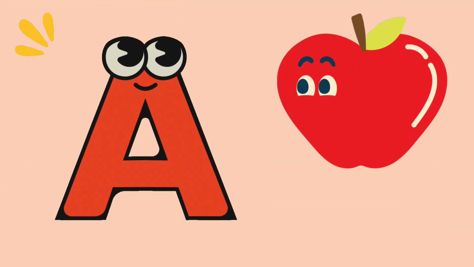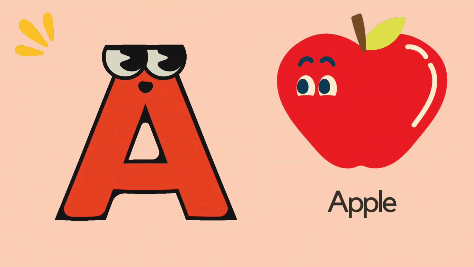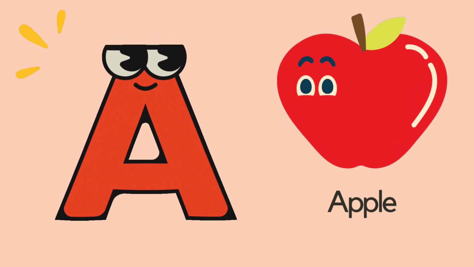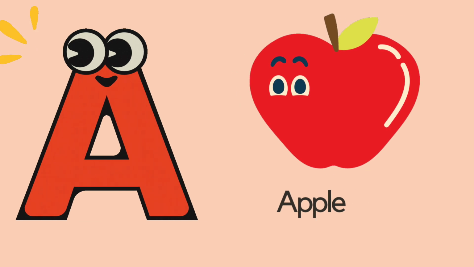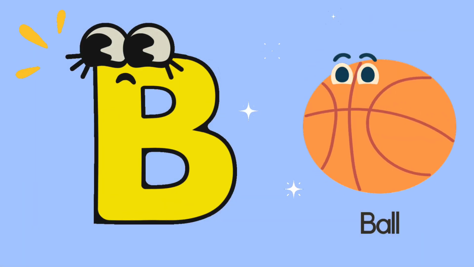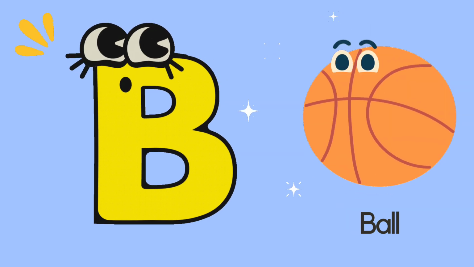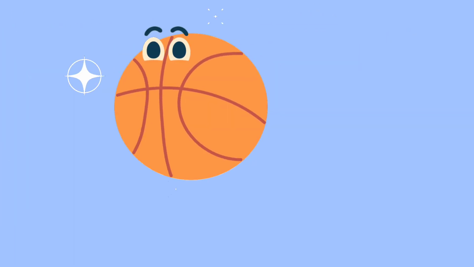A is for apple. Can you say apple? Great job. A is for apple. B is for ball. Can you say ball? Yes, that's correct. B is for ball.